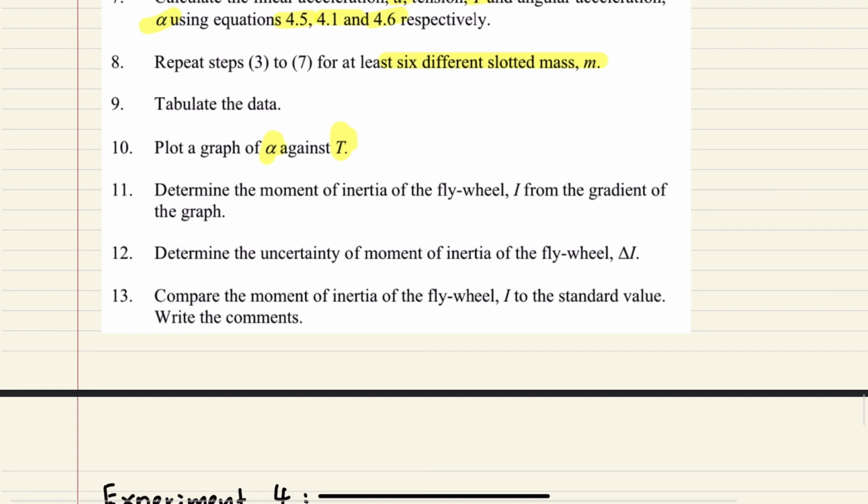Determine the moment of inertia of the flywheel. This one is what you have to find; this is the objective. Question 12 you can ignore. Uncertainty, ignore. Then compare the moment of inertia of the flywheel to the standard value. So this is the experimental value, sorry, compared to the theoretical value. I will give you the theoretical value in Telegram.